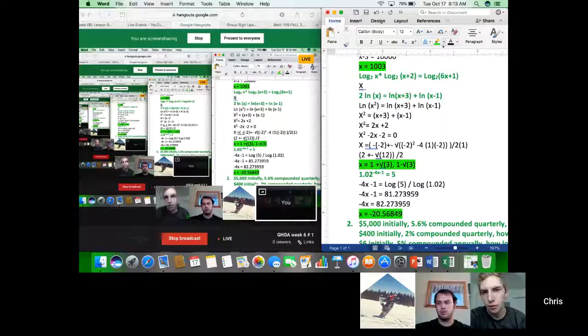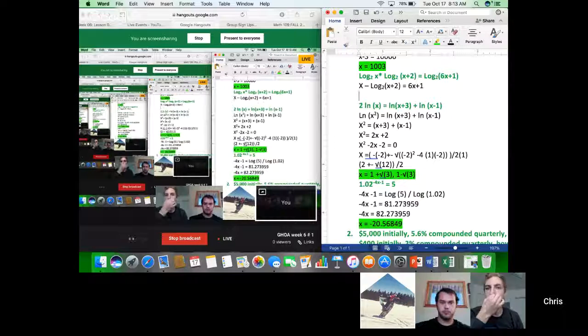Yeah, if it were log base 2 x times log base 2 x plus 2, and then 2 log 2, it would be different because you could cancel out both of the logs, but there's only 1 log and 2 logs on the other side, so you can only cancel out 1 log. That's what I was thinking. Like this. Makes sense.